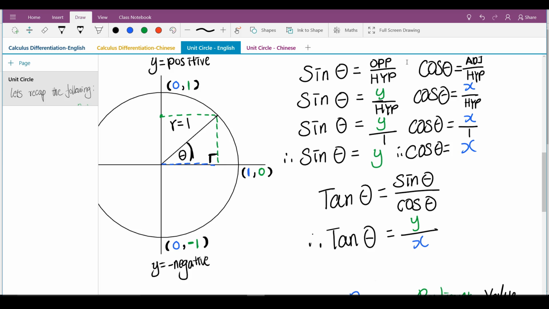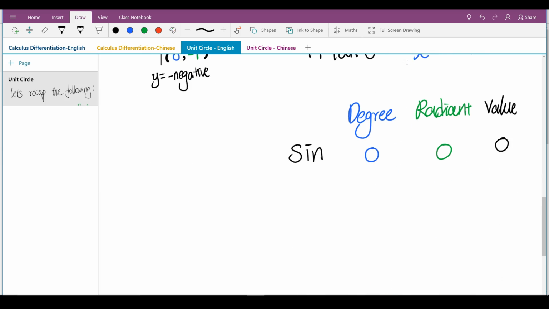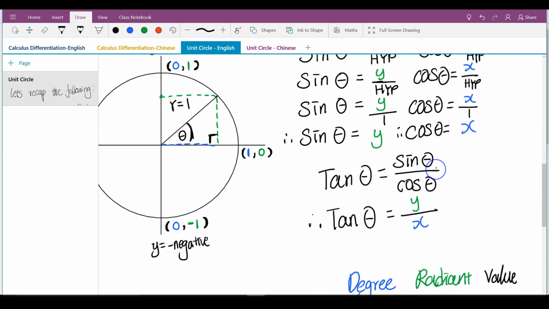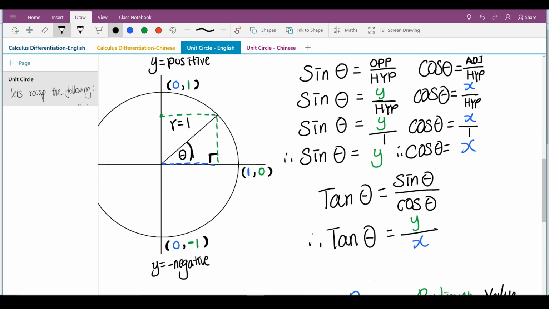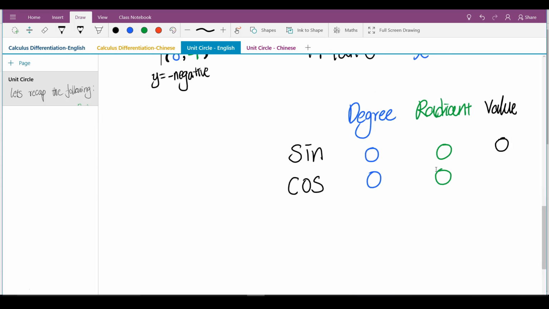Let's start to see the pattern. What about cos 0 then? At 0 degrees, 0 radians, look at the beginning point. Cos theta is equal to the x coordinate of that point, and at the beginning the x coordinate is 1. So therefore, the value of cos 0 will be 1.